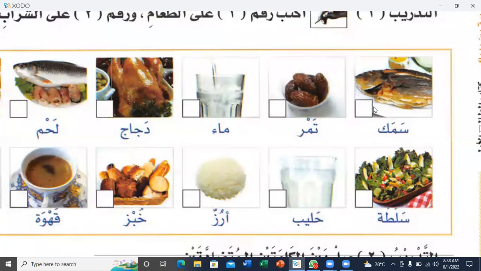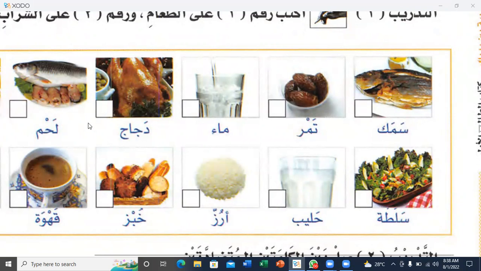Samakun, tell me the meaning of Samakun. Fish. Sabina, tell me the meaning of Samakun. Fish. Salatatun. Salad. Halibun. Milk. Yes. Now, Poonam, you tell me. Kahwatun. Kahwa is coffee. Very good.